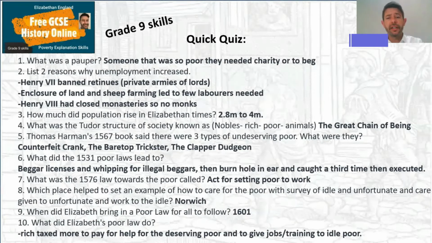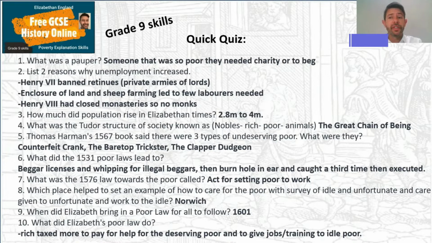We can also talk about a population rise, and that's in question 3 as well. So how much did the population rise in Elizabethan times? It rose from 2.8 to 4 million. So obviously a million more at least. And that means that there's more food needed, more jobs needed, more help needed. And a lot of these people can't get jobs and they become poor people, paupers, beggars in towns.